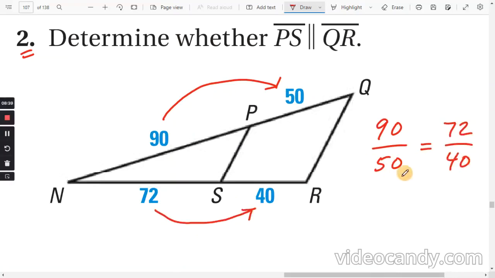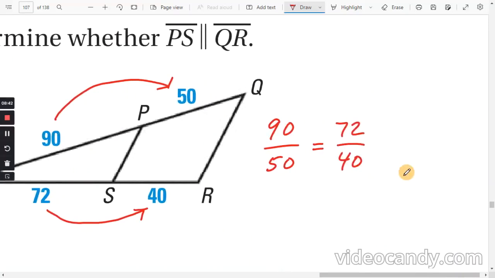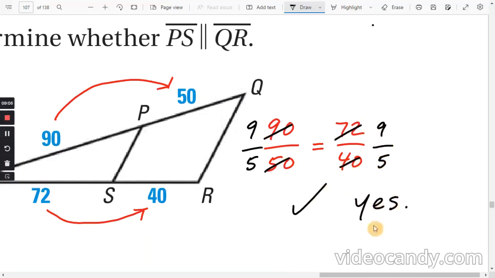Okay, on this one here, it looks like we can reduce fractions. These are both divisible by 10. So 90 divided by 10 is 9, 50 divided by 10 is 5. These are both divisible by 8. 72 divided by 8 is 9, 40 divided by 8 is 5. So 9/5 equals 9/5. So the answer here is yes, and PS is going to be parallel to QR. So this is true.